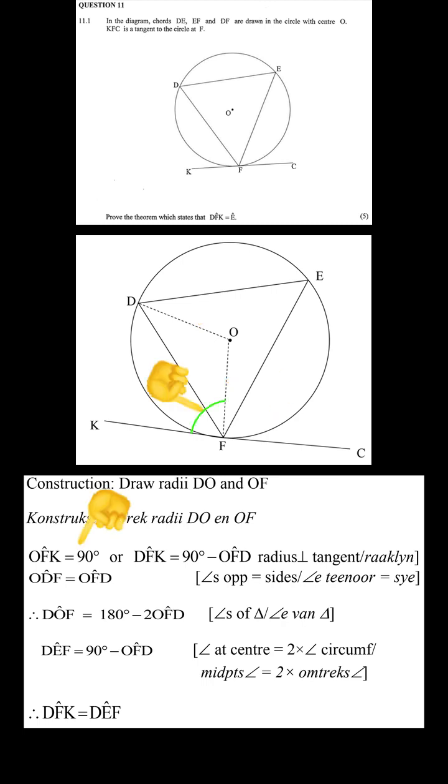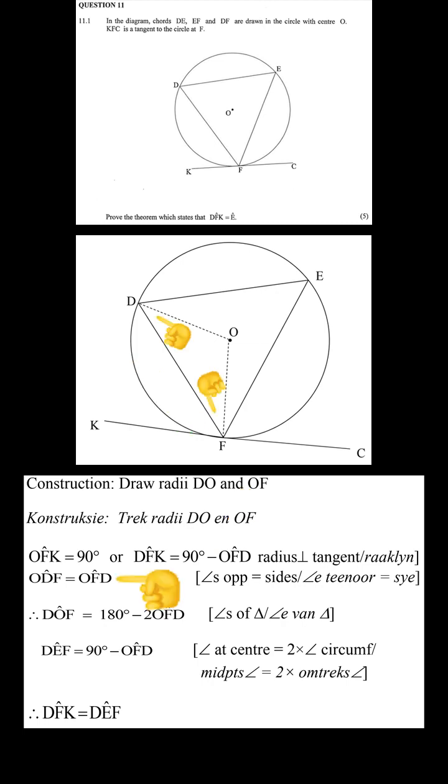First, we observe that angle OFK is equal to 90 degrees, and the reason for this is that the angle OFK is at the point of contact of a radius and a tangent, and we know from another theorem that the radius is perpendicular to the tangent. Therefore, the angle OFK is 90 degrees. Next, if OFK is 90 degrees, then the angle DFK must be equal to 90 minus the angle OFD. If we look carefully at the diagram, we can observe this.